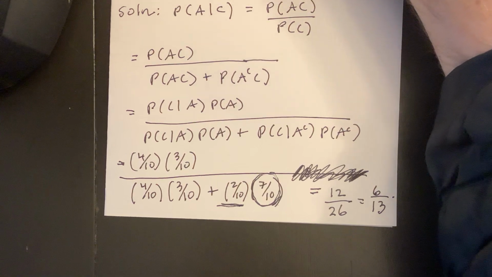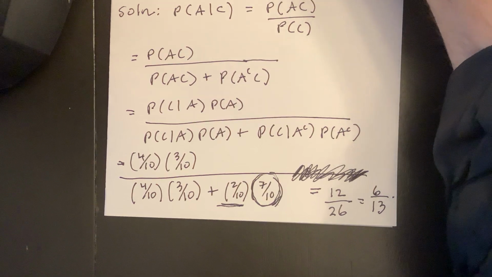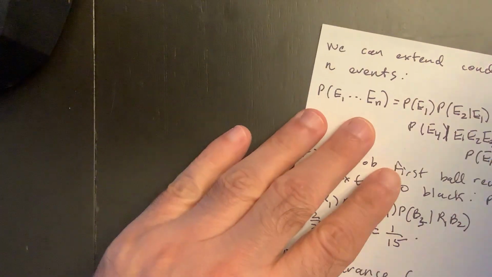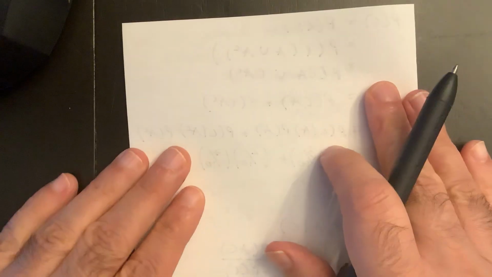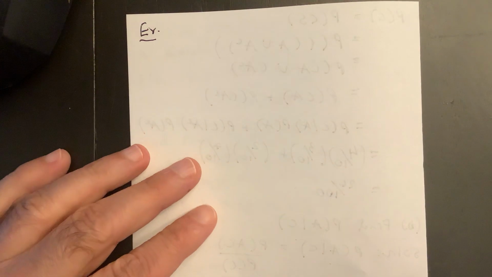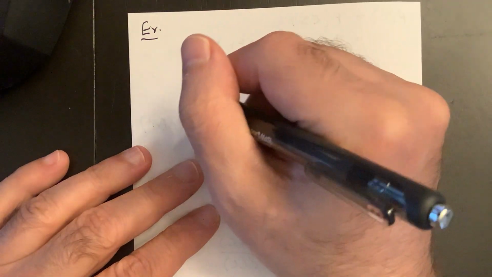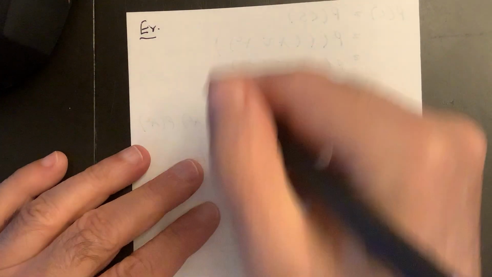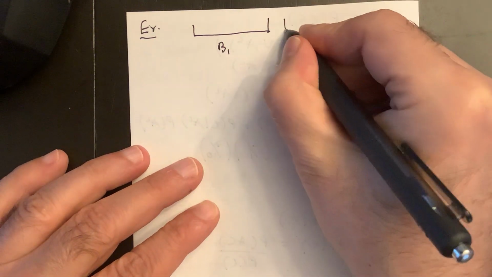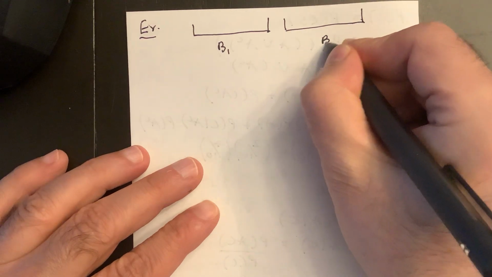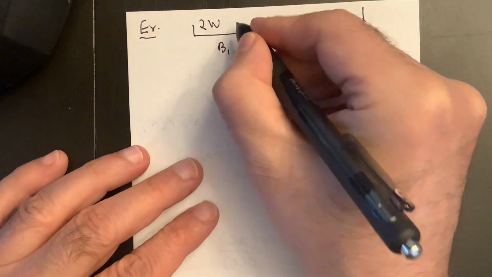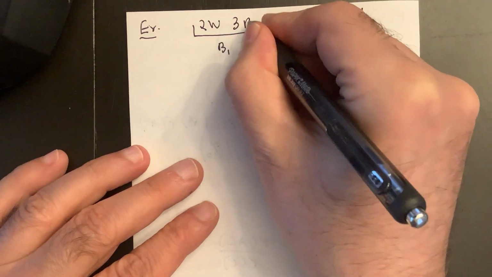different circumstances. Okay, let's do one more of these types of problems. So suppose we have two boxes, say box 1 and box 2. And say this has 2 white marbles and 3 red.